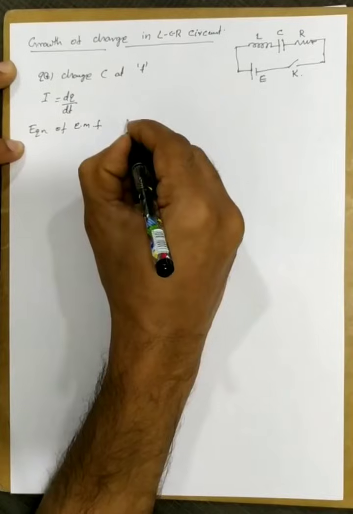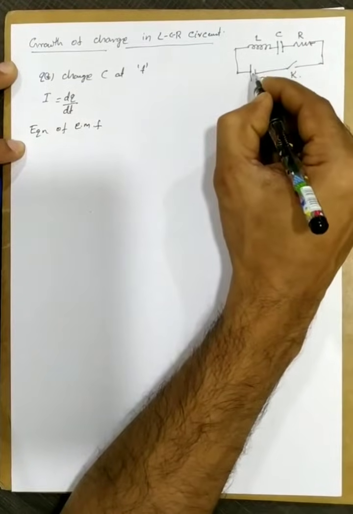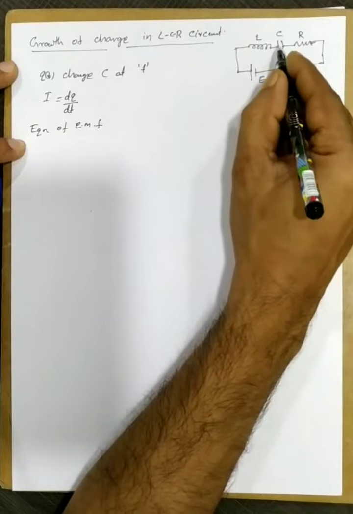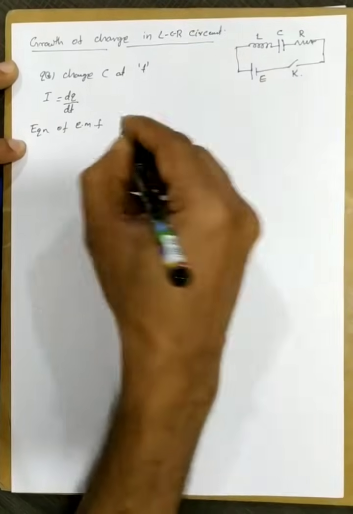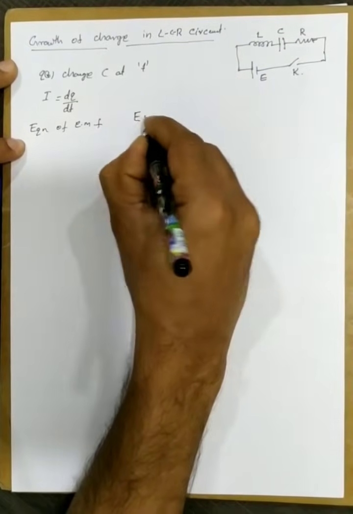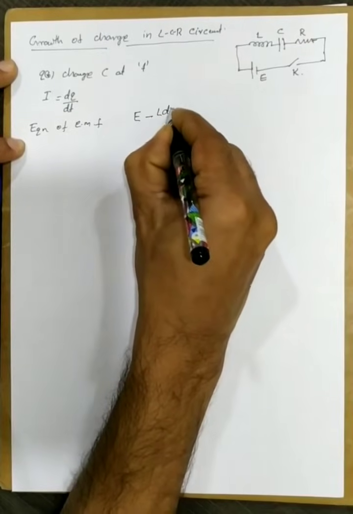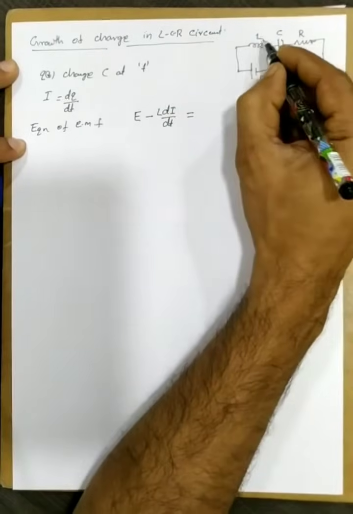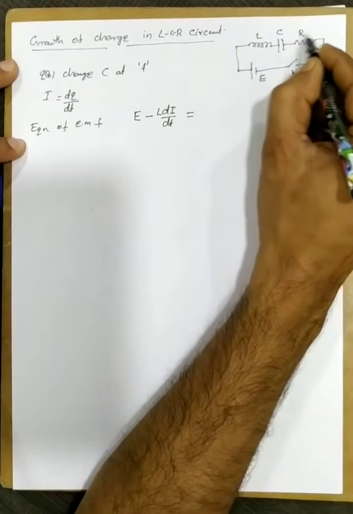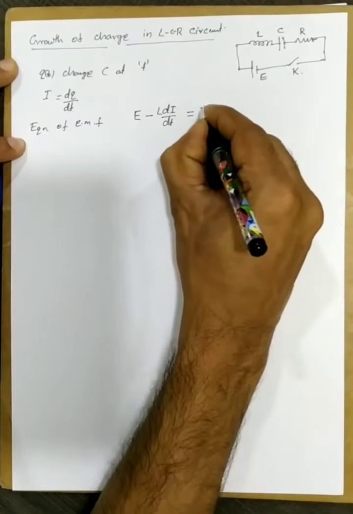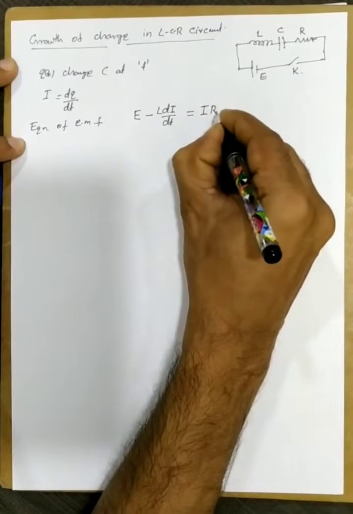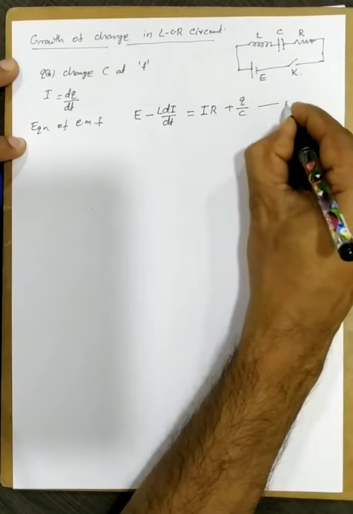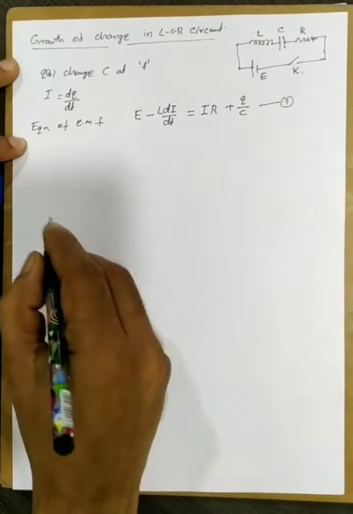Equation of EMF: as we have the primary source E and a self-induced EMF which opposes the primary source, that is minus L di by dt. So on the left hand side we have E minus L di by dt, that is the effective source. Then the potential is dropped across capacitance and resistance. Potential drop across resistance is IR, plus the potential across capacitance is Q by C. This is the equation of EMF, equation 1.